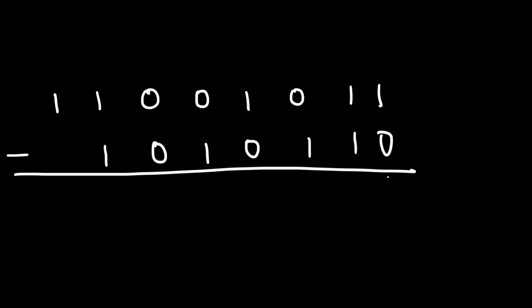Now let's say we have the binary number 11001011. And let's subtract that by 1010110. So go ahead and try that final example problem. So 1 minus 0 is 1. 1 minus 1 is 0. 0 minus 1, for the third column, we gotta borrow a 1. So this becomes a 0, and the 0 becomes a 2. 2 minus 1 is 1. 0 minus 0 is 0.